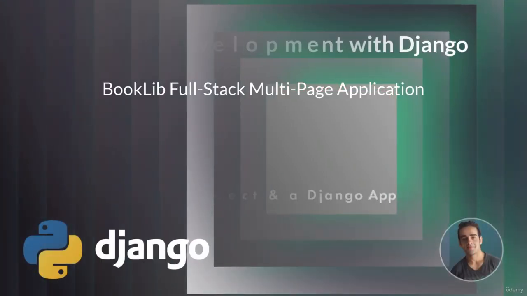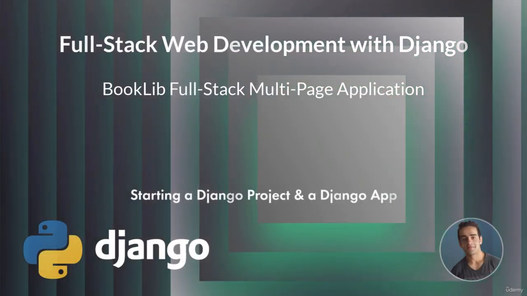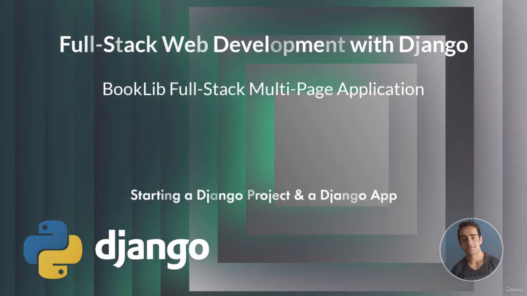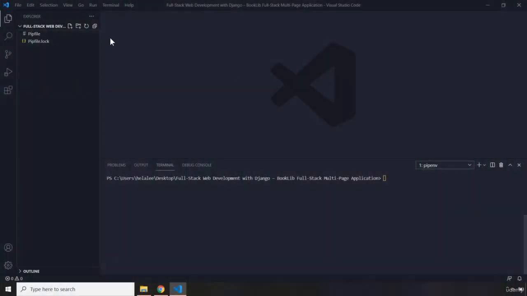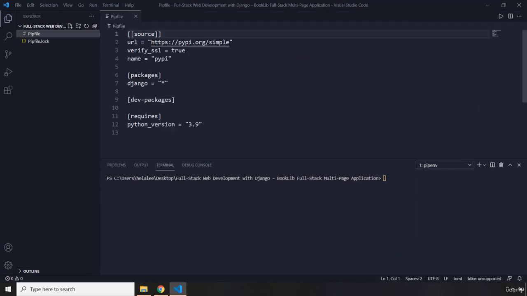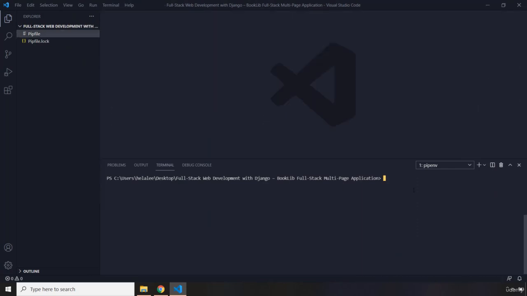Hi everyone, in this lecture we are going to start a Django project and create a Django app. So I hope you have installed Django itself in a virtual environment through the command pipenv install Django, and then go ahead and activate this virtual environment through the command pipenv shell.